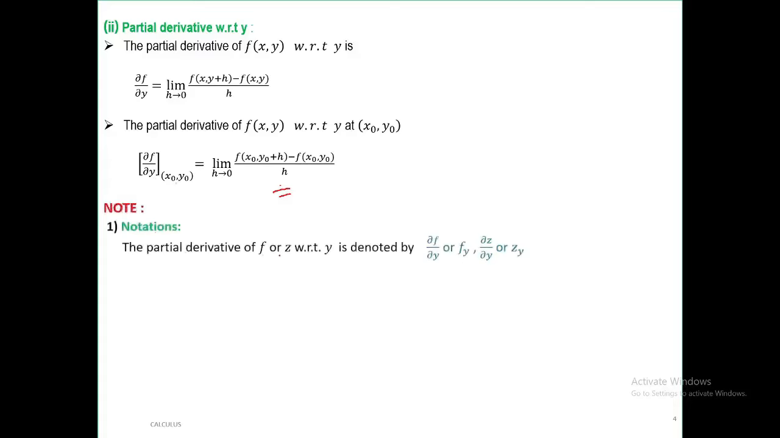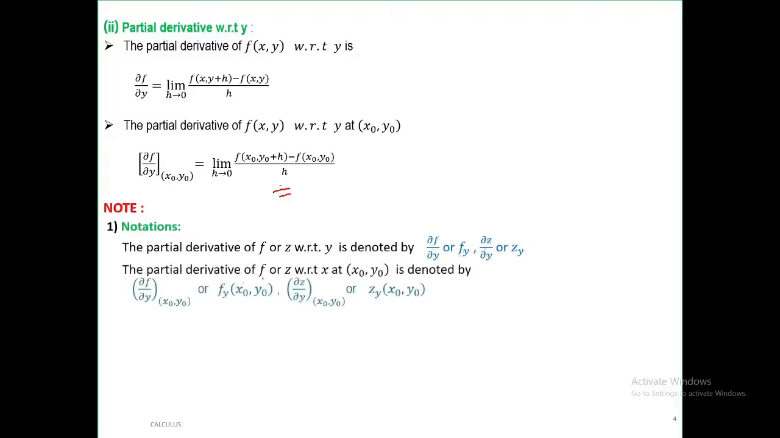Note, first point, same thing. The partial derivative of f or z with respect to y is denoted by dou f by dou y, or fy, dou z by dou y, or zy. The partial derivative with respect to y at some point x naught, y naught is denoted by dou f by dou y at that point, or simply fy. That means partial derivative with respect to y at the point x naught, y naught, or simply dou z by dou y at x naught, y naught, or zy at x naught.